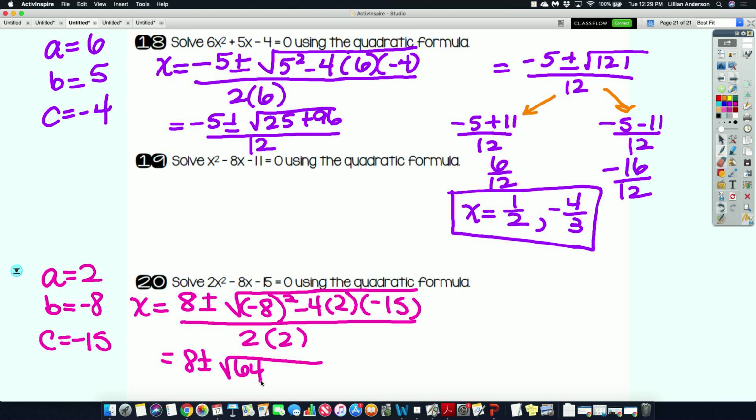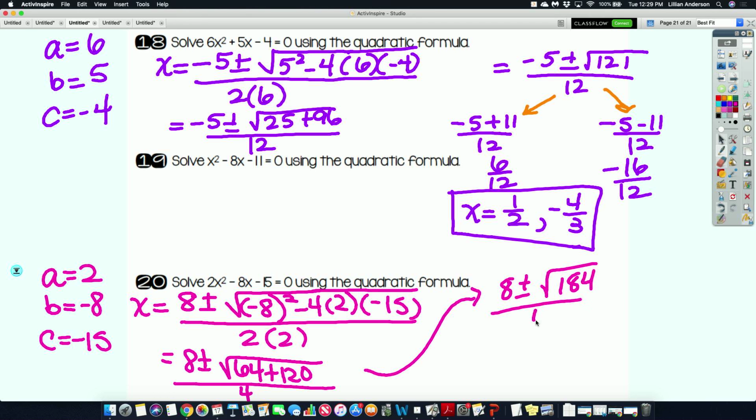Now we have 4 times 2 times a negative 15. What's 8 times 6? Will it be a positive 120 or a negative 120? 2 times 2 is 4. What's 64 plus 120? So we have the square root of 184 over 4, or 8 plus or minus the square root of 184 over 4.